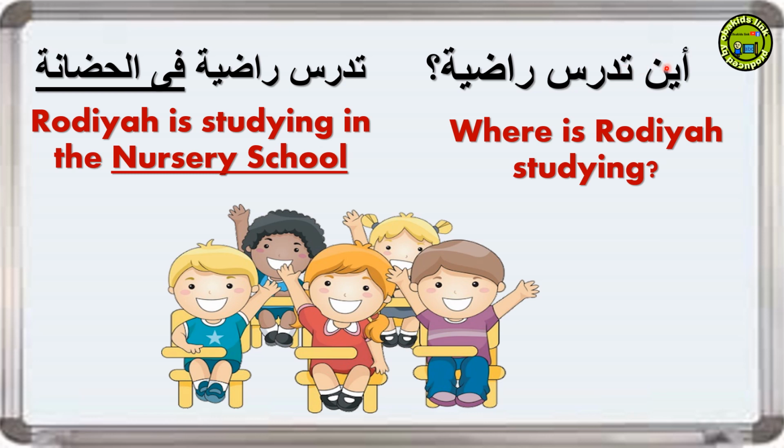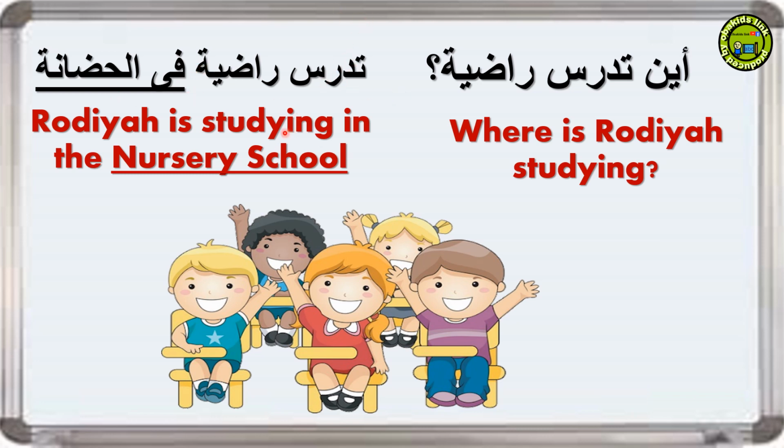As you can see, Aina is used to ask about where Rodiyah is studying. You can see this time it's ta, not ya, because Rodiyah is a feminine noun, not masculine. If Rodiyah was a masculine, then it will be yadrus. Ya is used for masculine and ta is used for feminine. Reply to it is تدرس راضية في الحضانة.